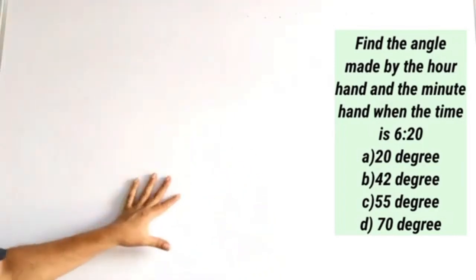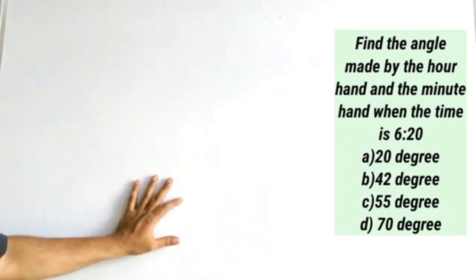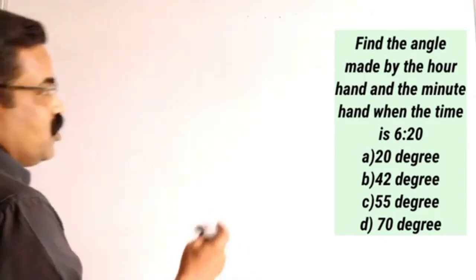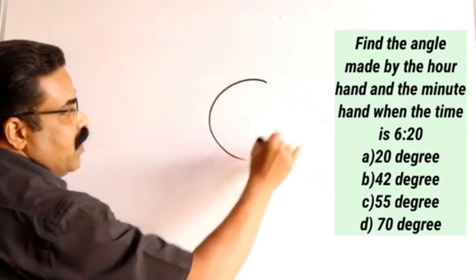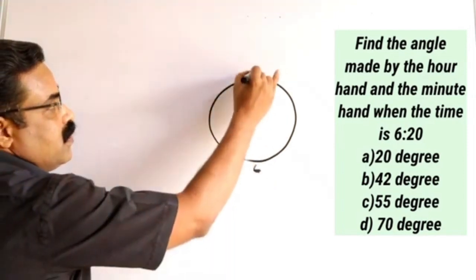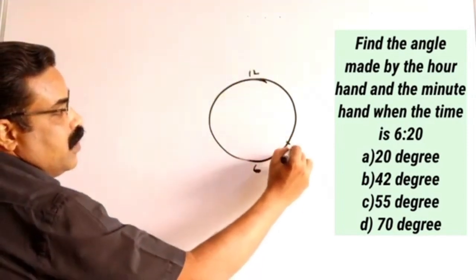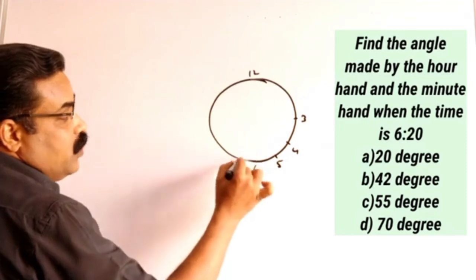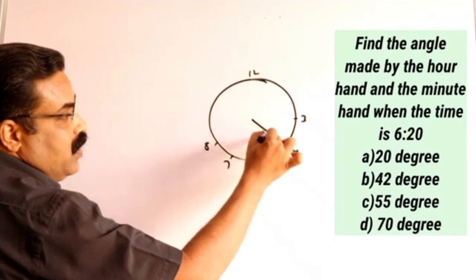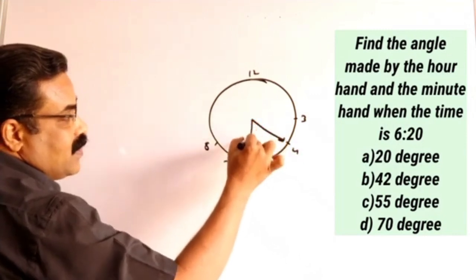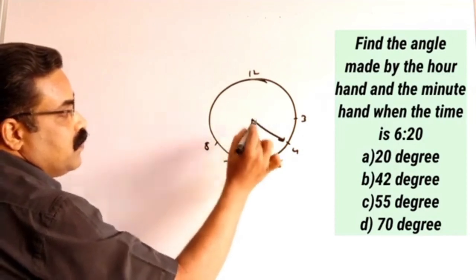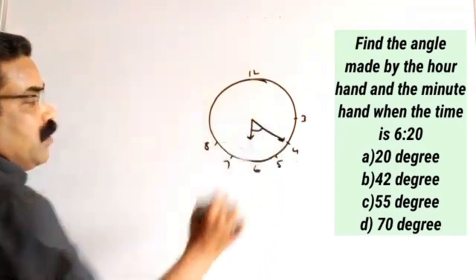What is the question? Find the angle made by the hour hand and minute hand at time 6:20. So let us write that first. So this is 6, 12, 5, 4, 3, 6:20. So 6:20 means it will be like this, 20 minutes and 6. The hour hand will be a little smaller. So this angle is what we need to find out.